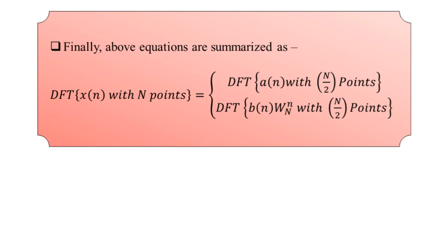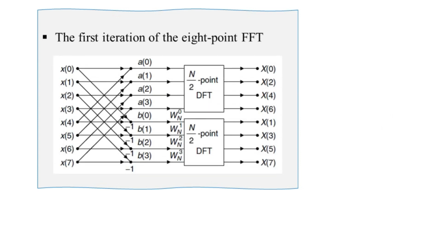Now the application of such an algorithm to the discrete time sequence for the first iteration can be graphically represented in this particular form, where capital N is equal to 8 here. So the 8 point DFT, we can call it 8 point FFT, can be computed for the first iteration like this. On the left hand side, you can see the discrete time sequence values: small x of 0, x of 1, x of 2, x of 3, x of 4, x of 5, x of 6, x of 7 arranged here.